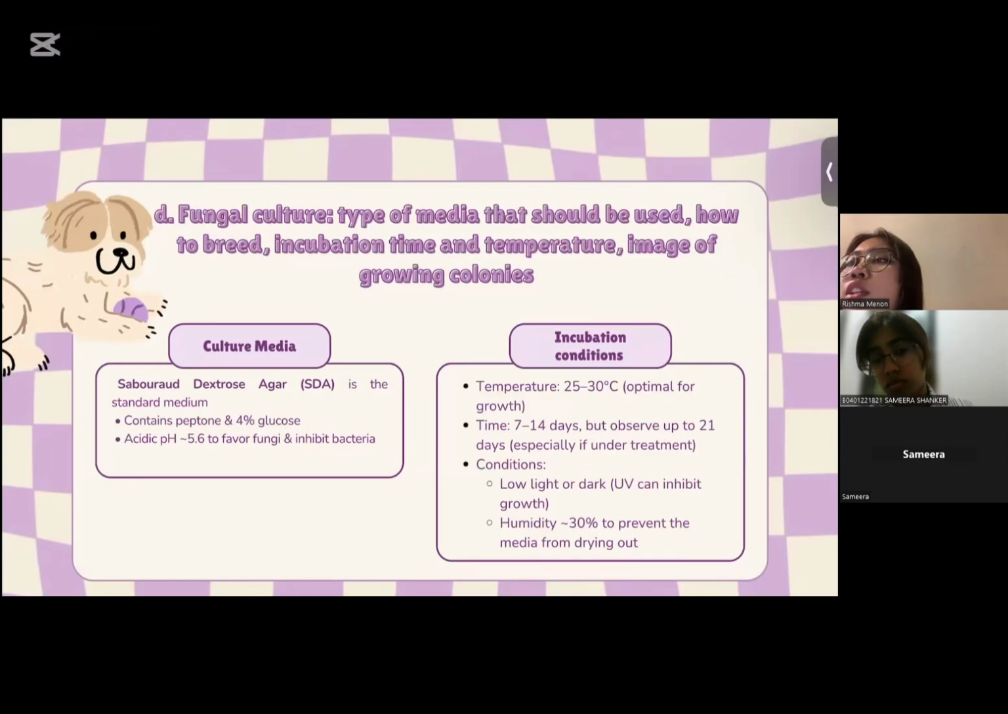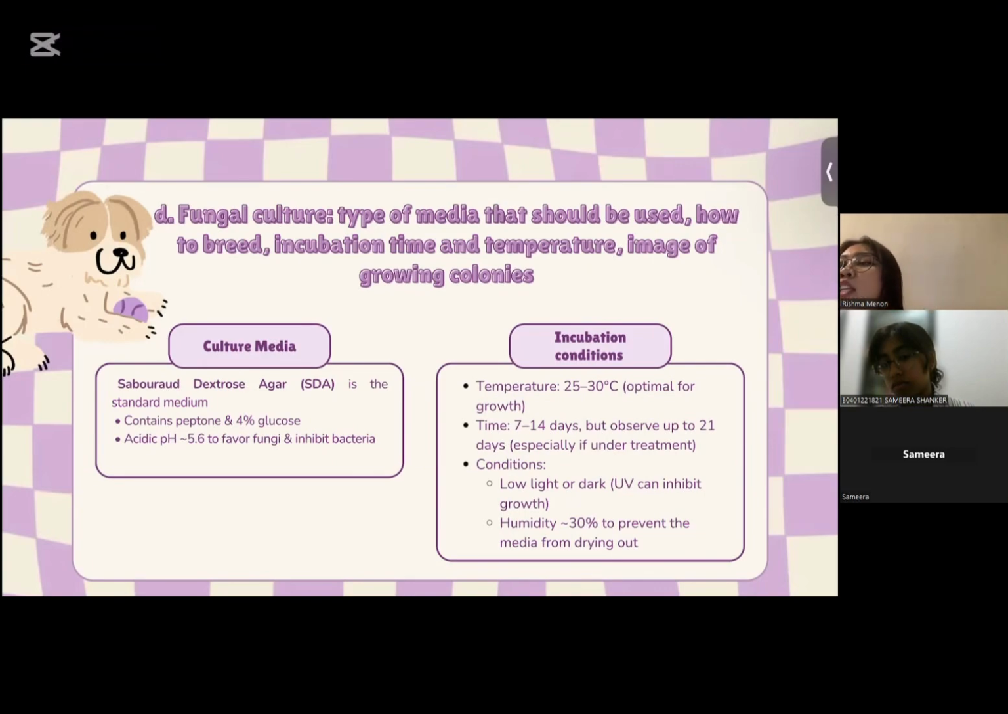For the fungal culture, we cover the type of media that should be used, incubation time and temperature, and images of growing colonies. For the culture media, we use Sabouraud dextrose agar, SDA, the standard medium, which contains peptone and 4% glucose. The acidic pH of 5.6 favors fungi and inhibits bacterial growth. For the incubation condition, the optimal growth temperature is 25 to 30 degrees. The observation time for fungal growth will be 7 to 14 days, but observe up to 21 days, especially if it is under treatment.